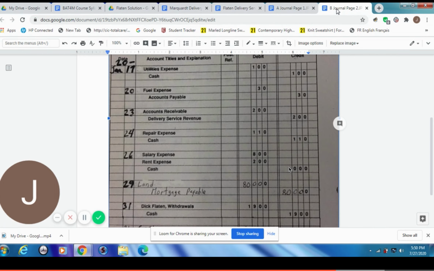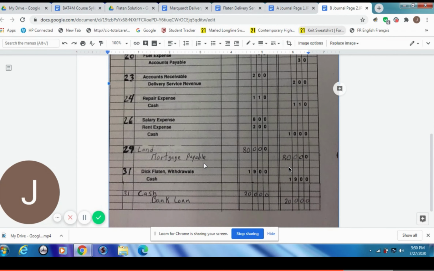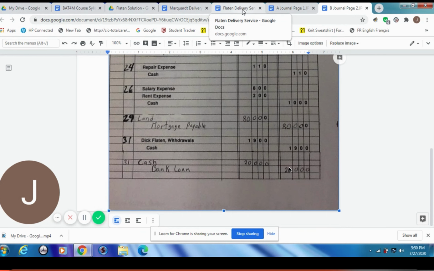Okay, so we go to our journal, and we put the 26 in there, and you can see we debit salary expense $800, we debit rent expense $200, and we're going to credit cash $1,000 because they were paid in cash. Okay, so we're getting close to the end of the month here. Let's go back to our transaction sheet and look at the next transaction.